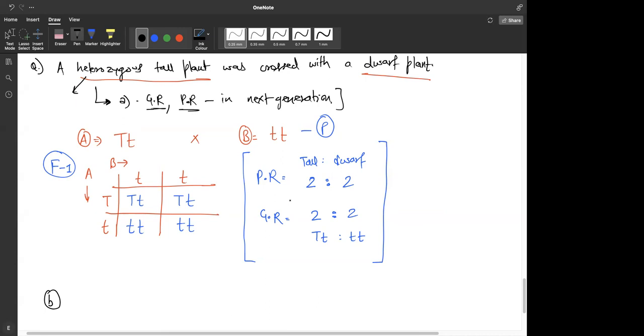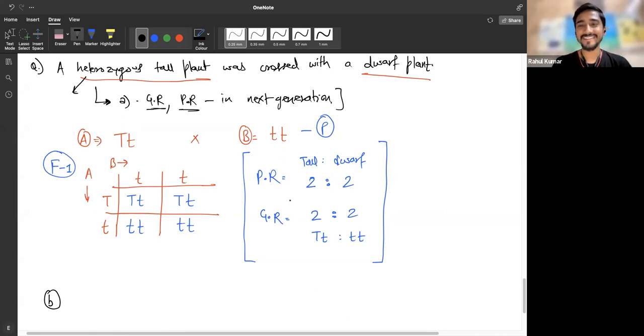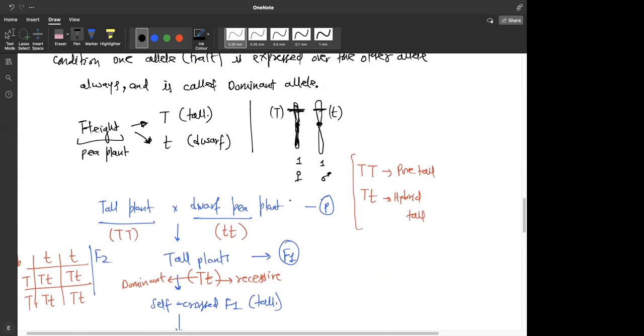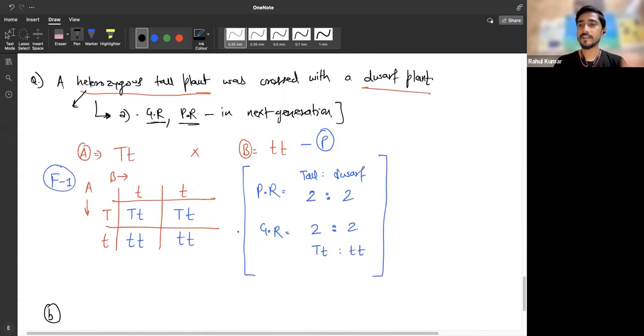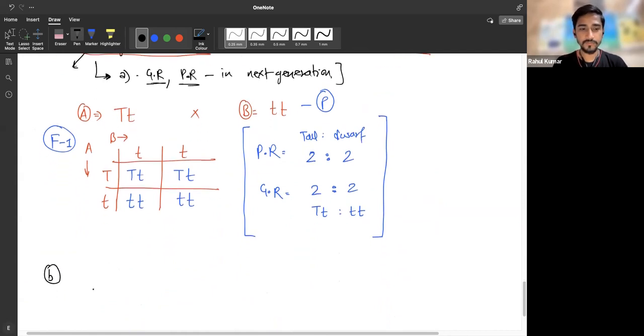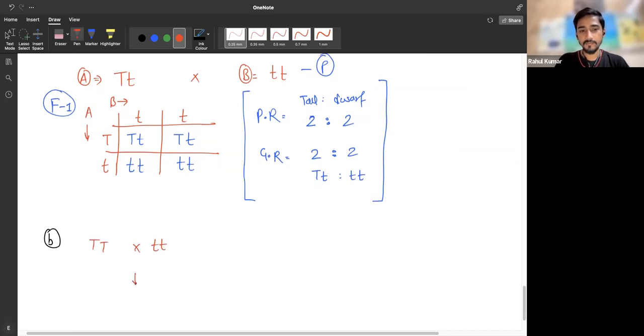Capital T, small t. Everyone will be a hybrid tall, right? Yeah. That is equivalent to what Mendel did, right? This one. Yes, a homozygous tall with a dwarf, right? So if I'm crossing a homozygous tall with a dwarf, I get everyone as capital T, small t. So all will be hybrid tall, right? Yes, sir.